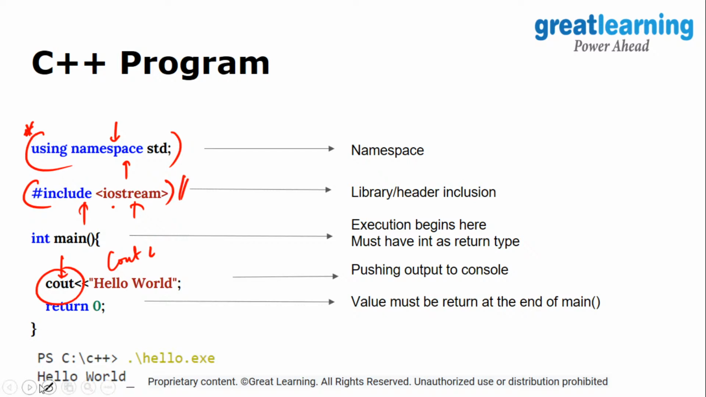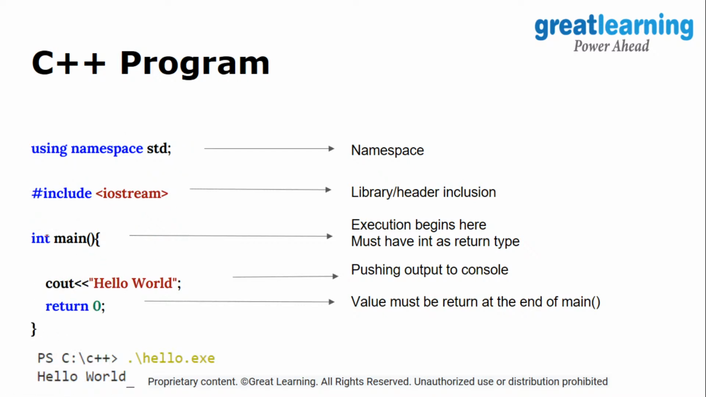Then what's the next thing? This is int main, the driver function. This is where your execution begins, and it is a must to have int as your return type. Why? Because returning 0 means that everything is done and your program has executed successfully. You return 0, which is an integer, so that is why you have int over here.